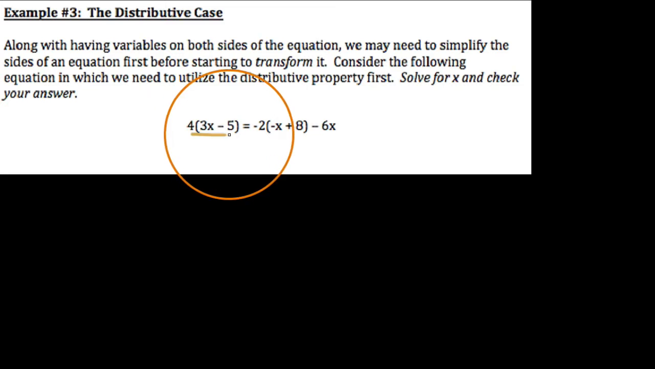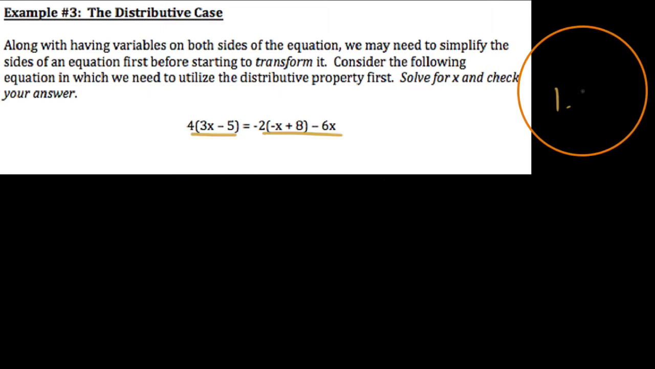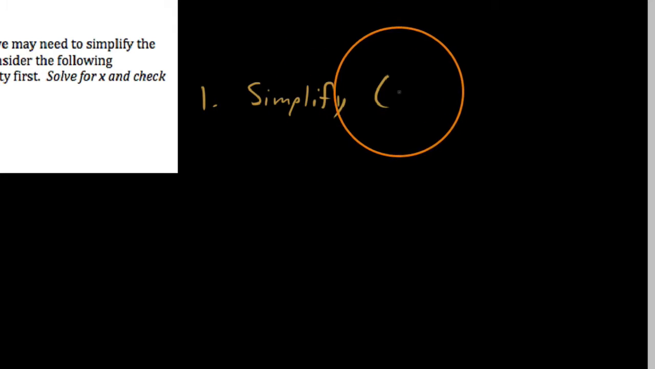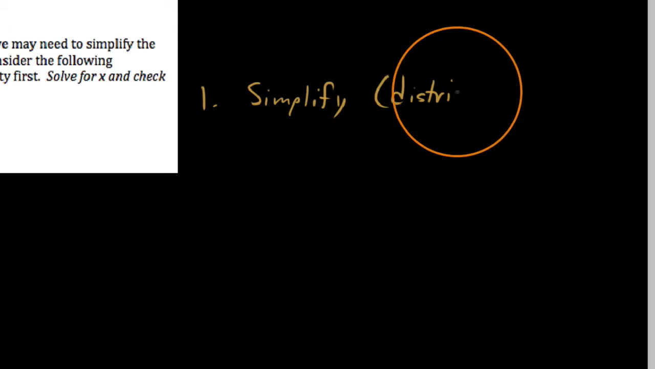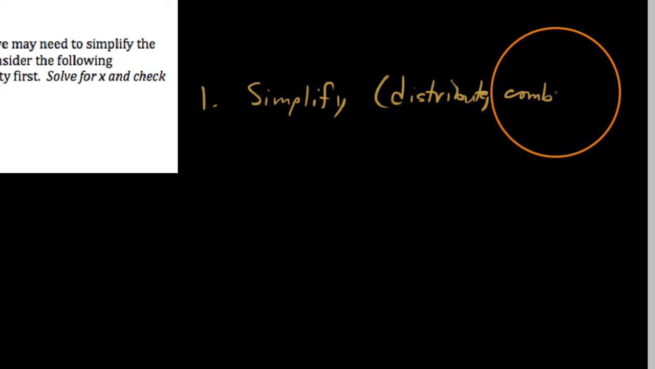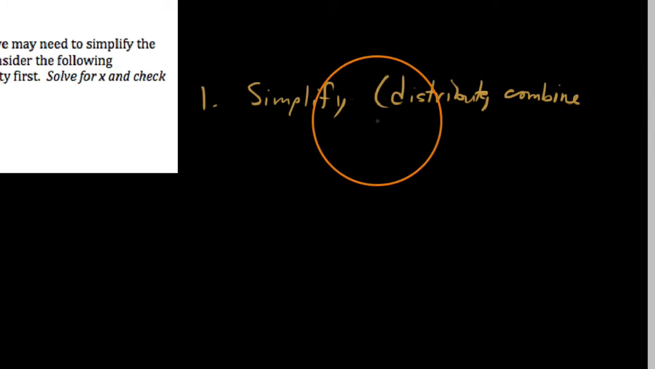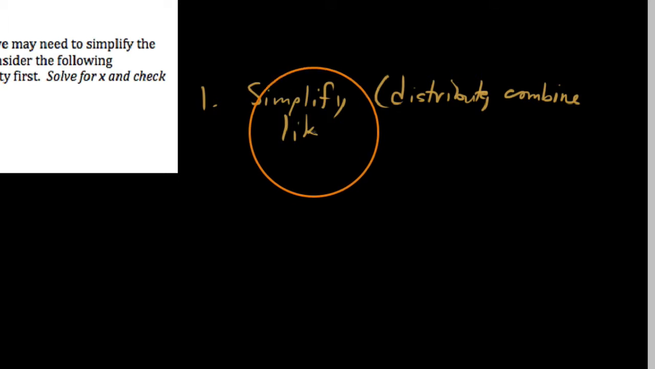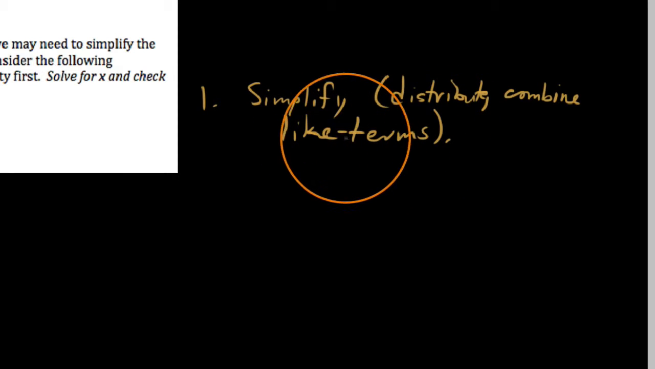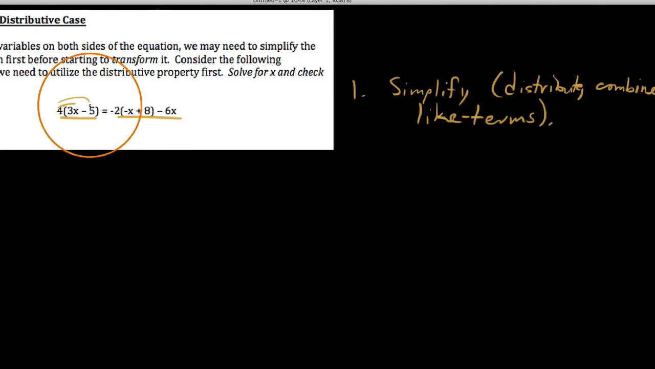And what we mean by simplify both sides is this. One, when we say simplify, what we mean is this: distribute or combine like terms. That's what we want to do first. So in this case, we need to distribute here. Looks like we get 4 times 3x, which is 12x, minus 4 times 5, which is 20 on the left.